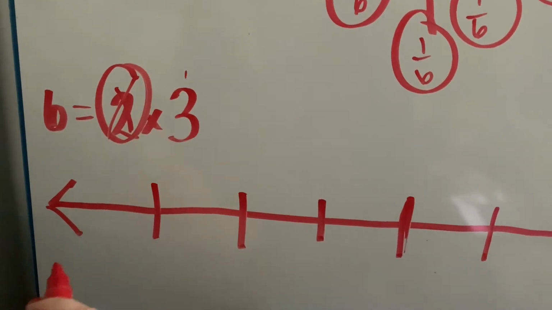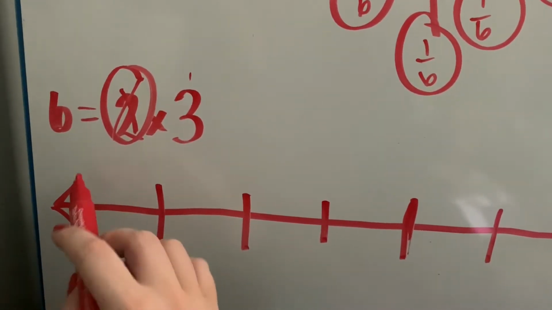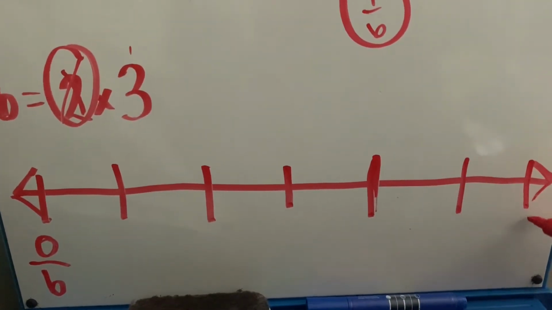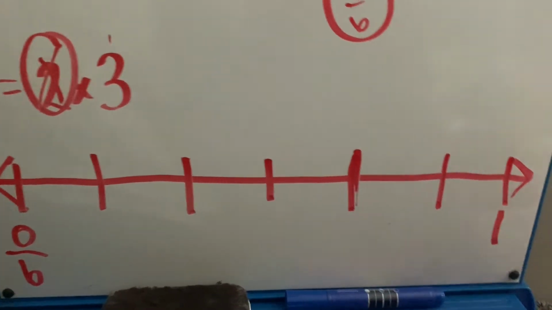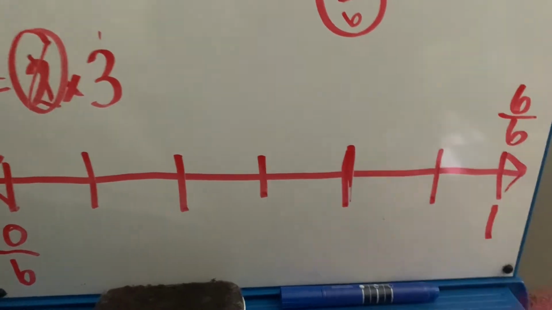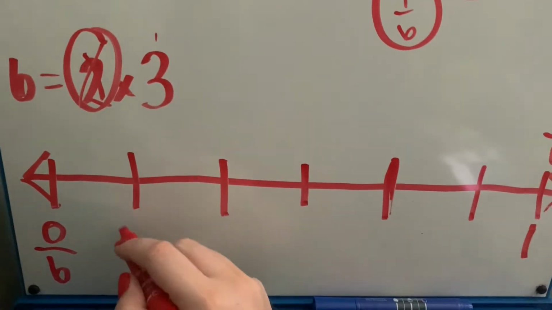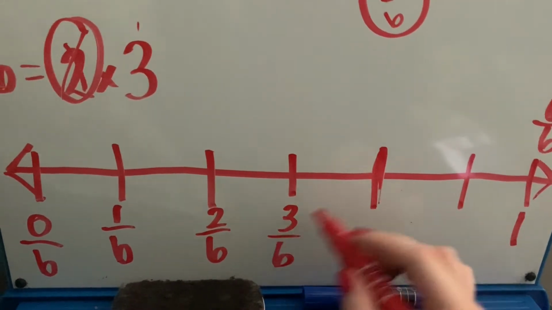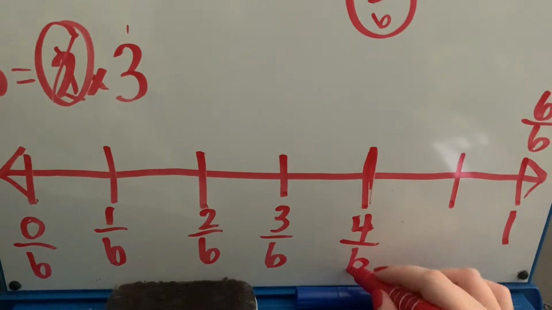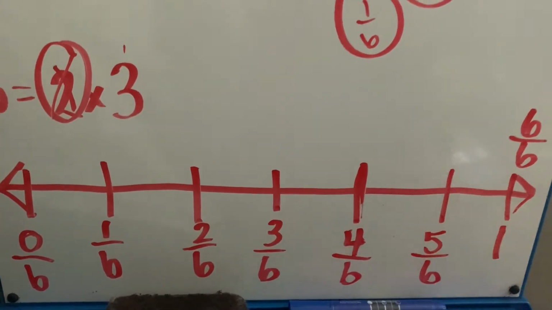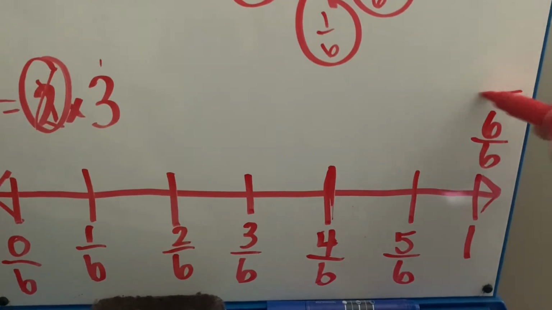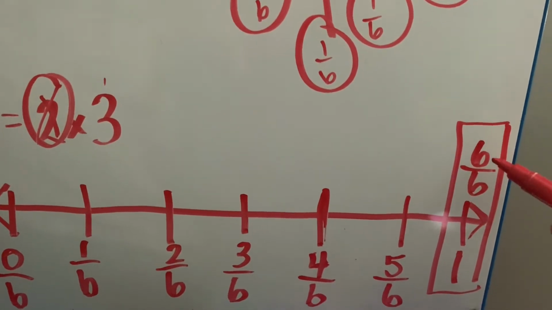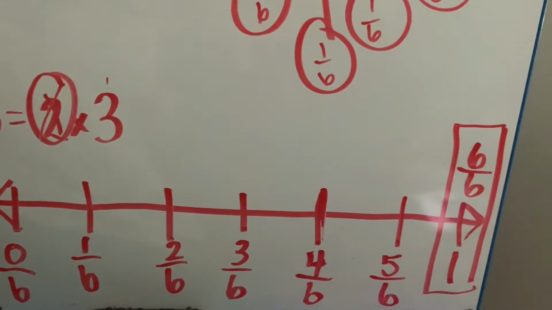So I know that my start is 0/6, and I know that my ending point is my 1 whole, which is 6/6. So now I can fill in my number line. Okay, so now I've been able to fill in my number line, and we are recognizing that our whole number is 6/6, same numerator, same denominator, okay?